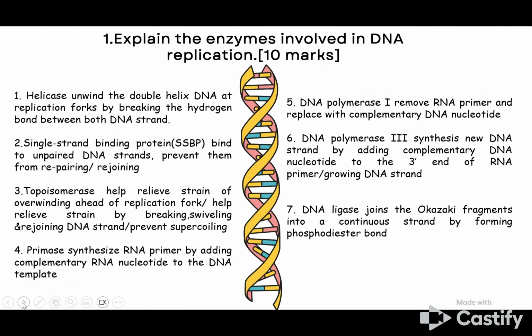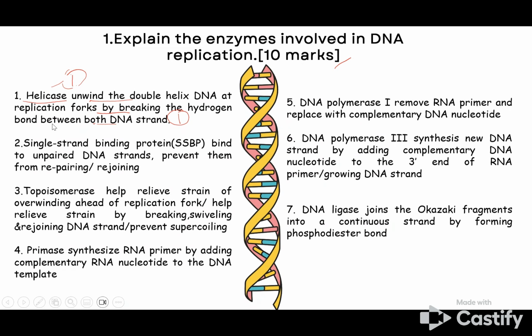Okay, the answer. So they ask you to explain the enzyme involved in DNA replication. When you mention one enzyme, you are eligible to get 1 mark. In the explanation, which is the function, you will get another mark. So in total we have 7 enzymes, 7 times 2, 14 marks. Okay, you can write more to maximize your marks.